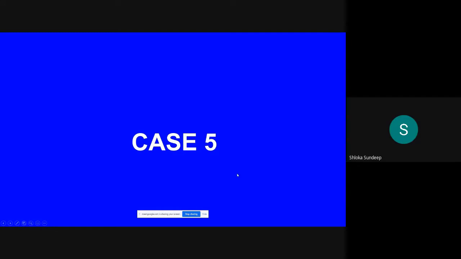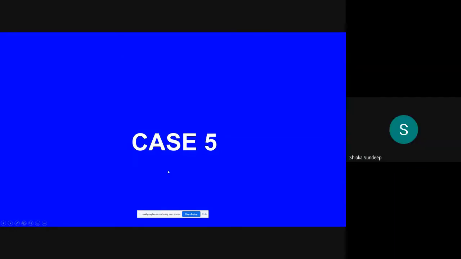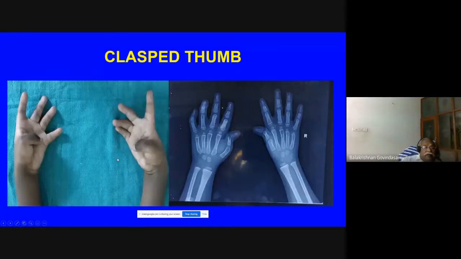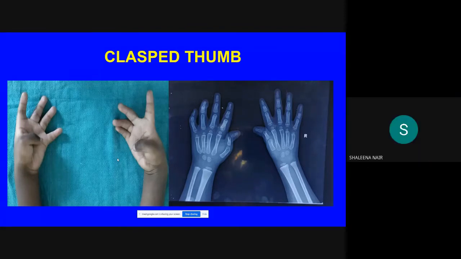Shall we go to the last case, the fifth case? Yes, sir. This is going to be presented by Dr. Shalina Nair, a student of Dr. Lakshmi from Osmania Medical College. Okay, Shalina. See, what is this case? It's a congenital clasp thumb deformity.